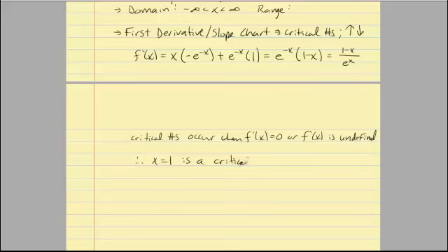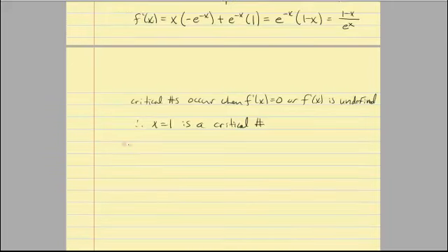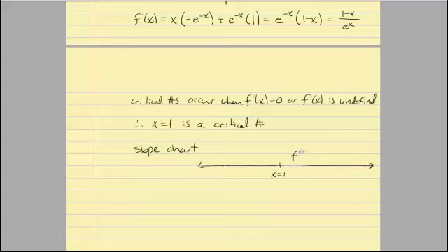Now what I do is I take this critical number and I plug it into a slope chart. The slope chart should give me an idea of whether my function is increasing or decreasing, and if I have any relative extrema. Remember, with the slope chart, we're basically looking at the behavior of the first derivative. So I plug in values to the right and to the left of this critical point into my first derivative.